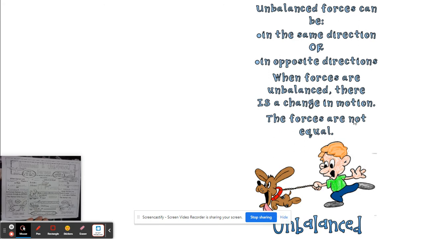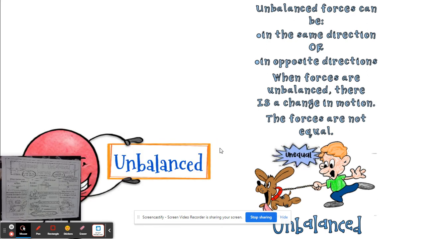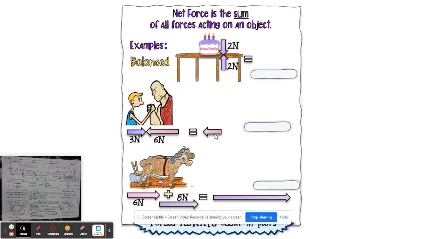The forces are not equal, right? If this is staying still, that's a balanced force. If I'm pushing it, it's no longer balanced, right? It's not equal. I just came along and moved it. Unbalanced, unequal, unbalanced.